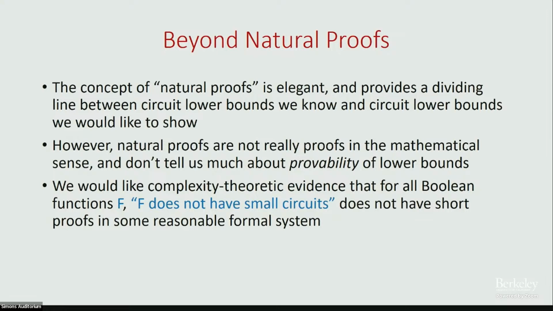So natural proofs aren't really proofs in the mathematical sense. The proofs in the mathematical sense are proofs we write in a formal system, inferring one line from the other. That's not what natural proofs are like at all. So they don't really tell us much about the provability of lower bounds. It's not clear exactly what they tell us in terms of provability. What we'd like is something stronger.